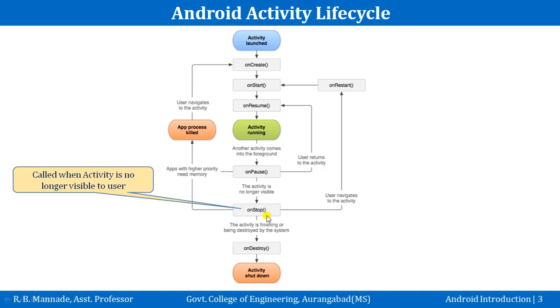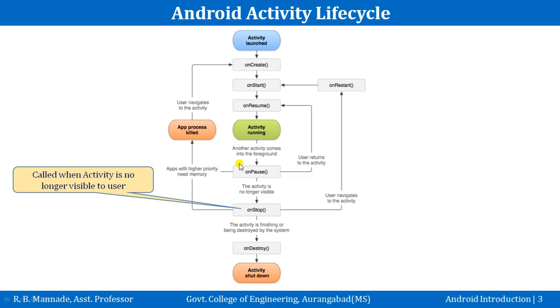And after some time, if the user again interacts with that particular activity which was sent to the background previously, then in that case the onRestart function is called, and then after the onRestart function, the onStart function is called, and then again the onResume function is called, and then the activity is visible to the user again.